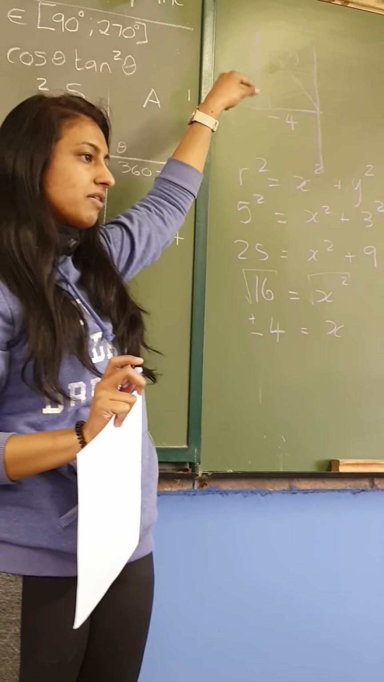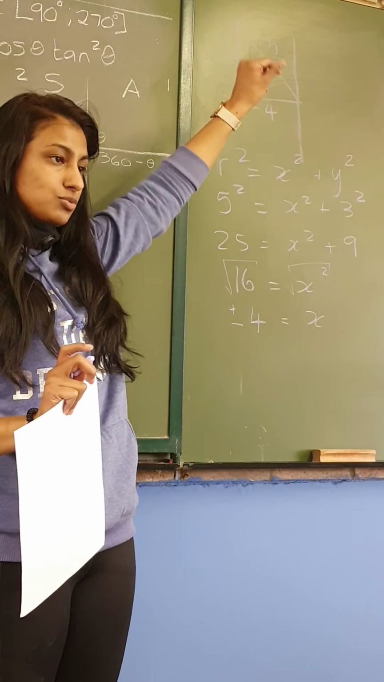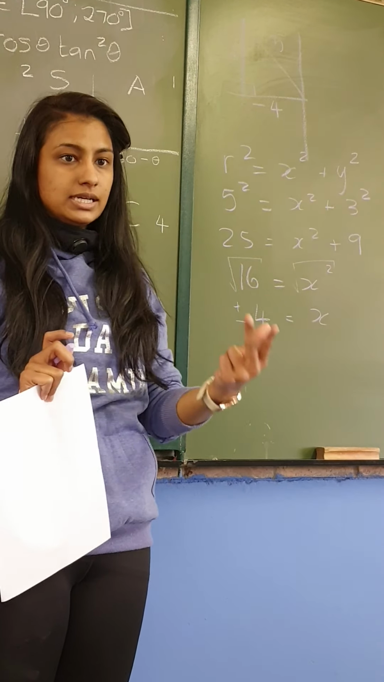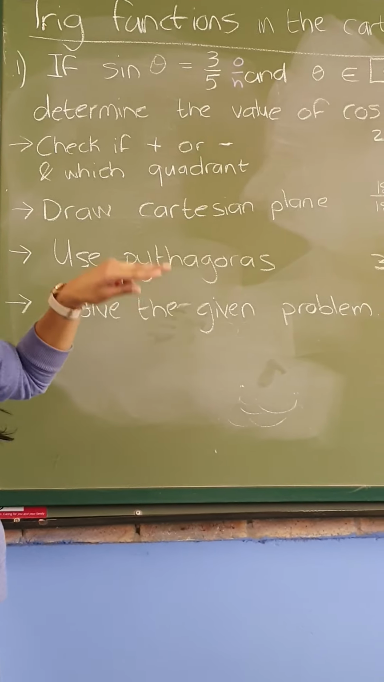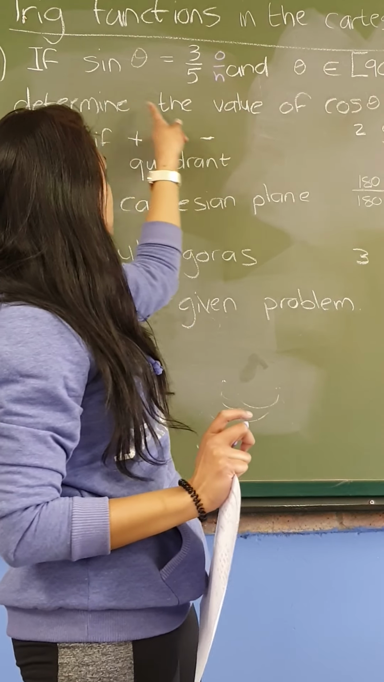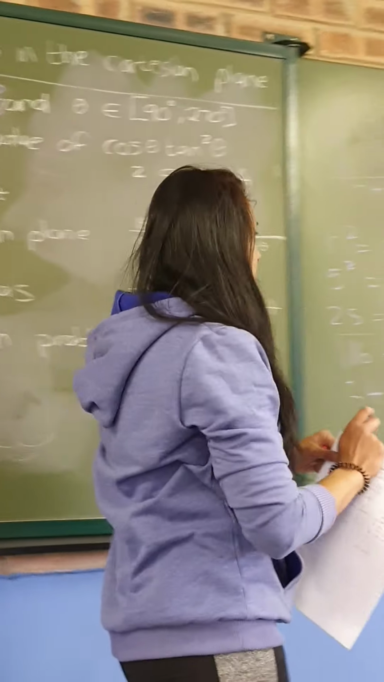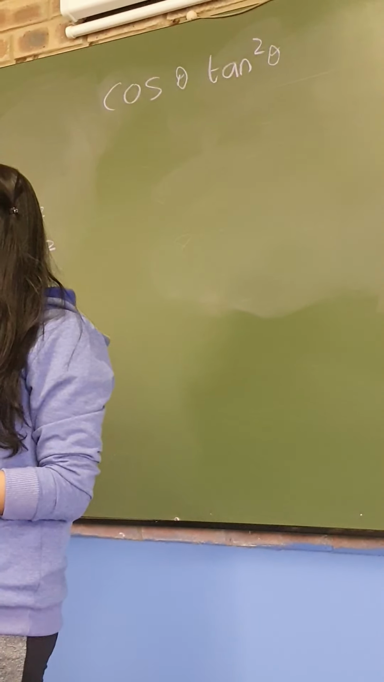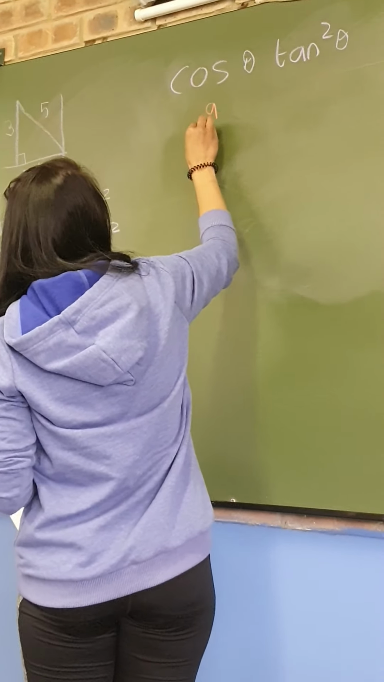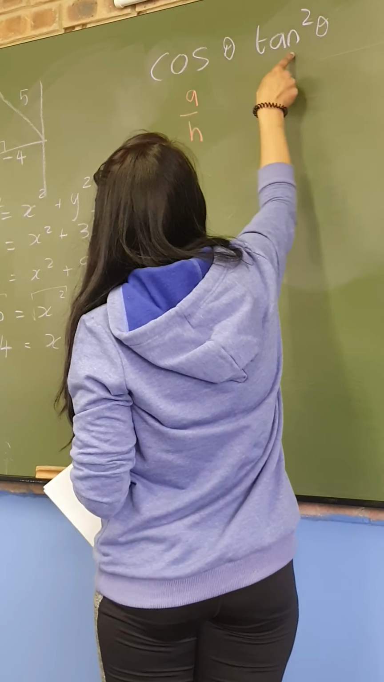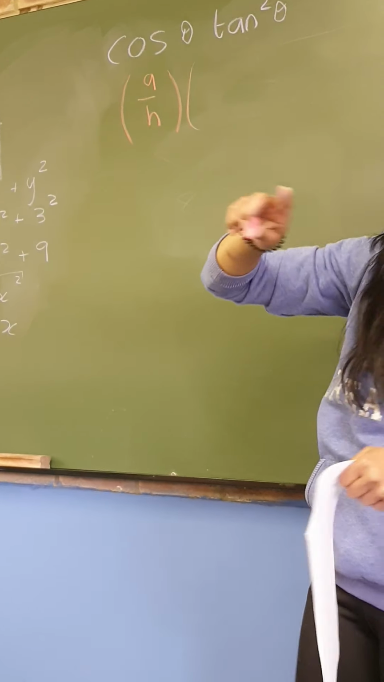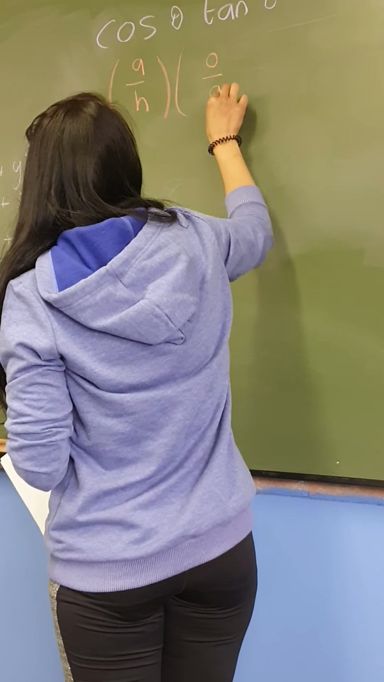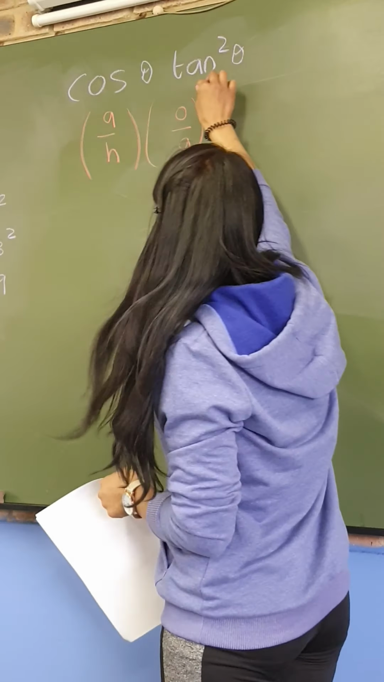Now we have our opposite, we have our adjacent, and we have our hypotenuse. We have all three values that you need for a sin or a cos or a tan. So we've drawn our Cartesian plane, we've used Pythagoras. Now we do the last step, that is to solve the given problem. The given problem was determine the value of cos theta and tan squared theta. Cos is adjacent over hypotenuse. Remember, these two are being multiplied with each other. And tan, what is tan? Opposite over adjacent. But they told us this tan is being squared.